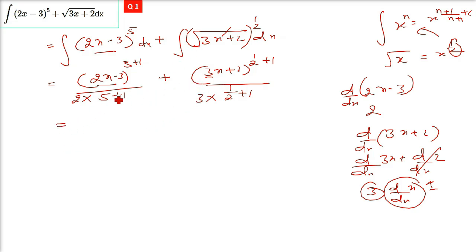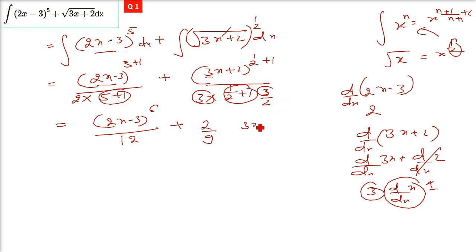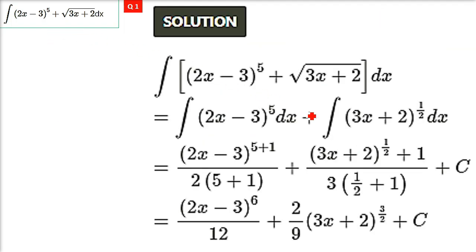So what is the final result? (2x minus 3) to the power 5 plus 1, that is (2x minus 3) to the power 6. This 5 plus 1 is 6, 6 into 2 is 12. Then we have half plus 1 is 3 by 2. 3 into 3 is 9, so 9 by 2 goes up as 2 by 9, and (3x plus 2) to the power half plus 1 is 3 by 2. And this is the constant of integration. This is your final result, which you are going to write on the right side as explanation.